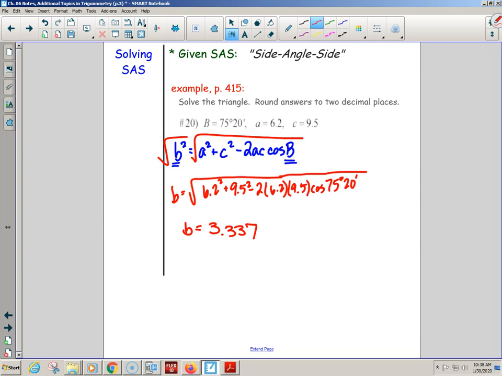I know we're kind of picking up in the middle of a problem. But once we get B to 3.337, anybody back me up on that? Anybody do it yesterday? Or have it in your calculator today? I'll still wait. I'm just looking for a thumbs up from someone. But just keep an eye on your directions, because in this one it says to solve the entire triangle.